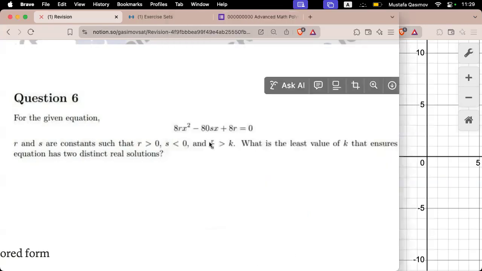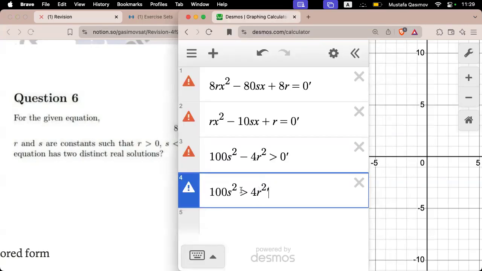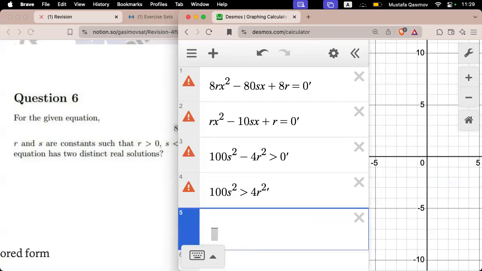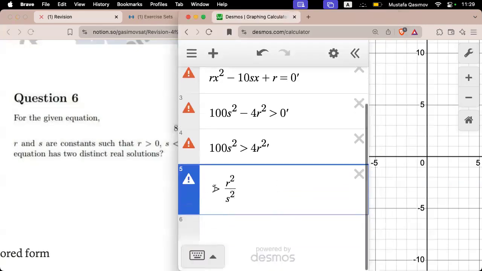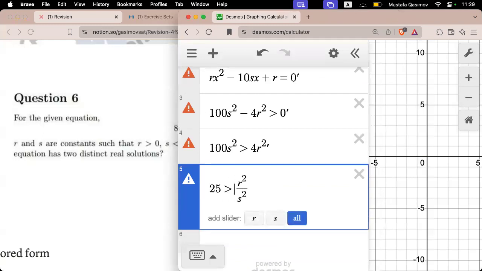Then it asks for r over s, so find r over s from here. So we can write it like this: r squared over s squared less than 25, and from here we can write it like that.